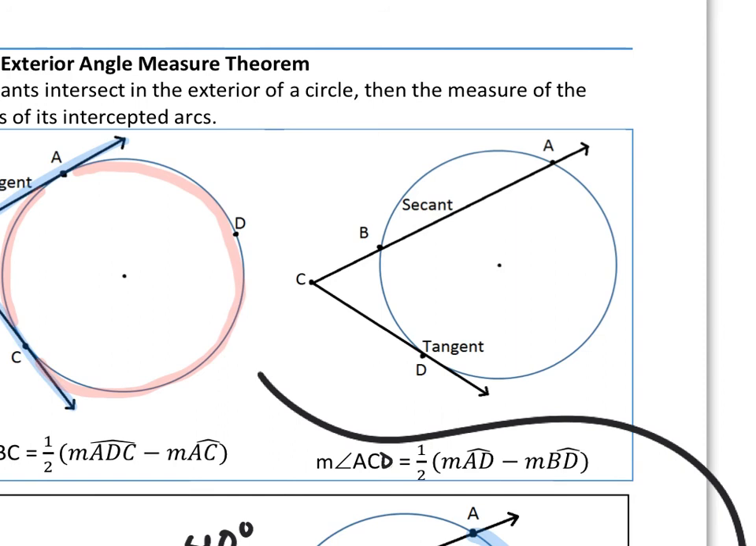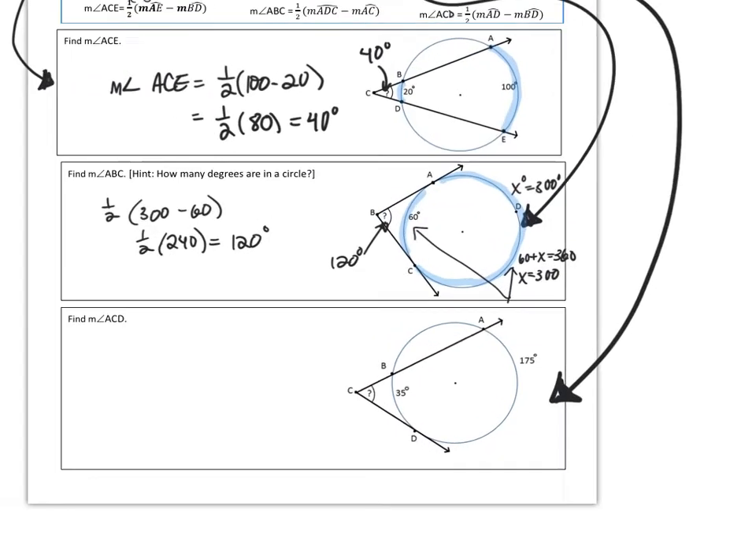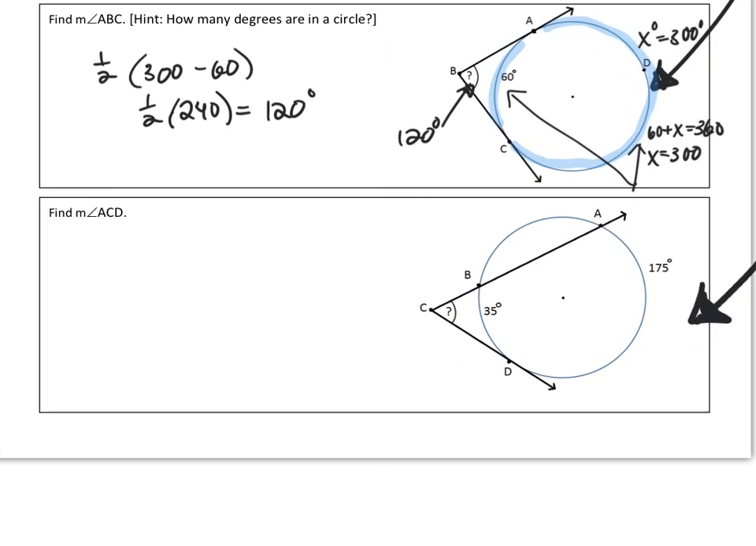And if you're following patterns, you'll notice that that relationship holds true when a secant and a tangent intersect as well. So here we have a secant intersecting a tangent, and our formula tells us that the measure of angle ACD is going to equal arc AD minus arc BD divided by 2. So again, big minus little divided by 2. And our third example illustrates this relationship. So in this case, we have 175 degrees minus 35 degrees, and we want half of that. We want to divide by 2.